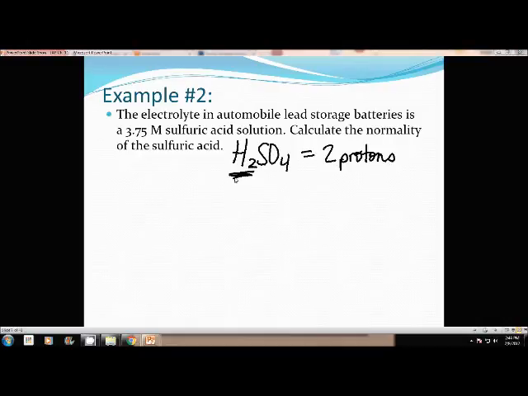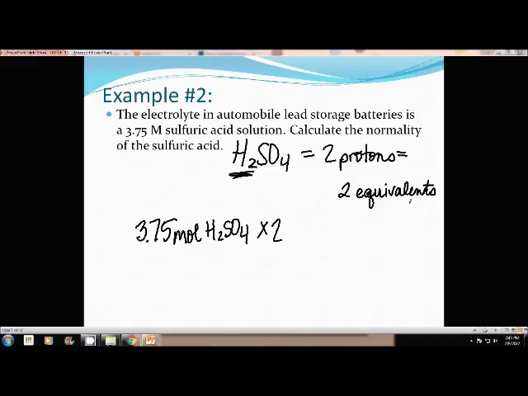Because we have 2 H's right here, right? So 2 protons is equal to the 2 equivalents. So that means that we need to multiply the number of moles by 2. And if molarity is moles in 1 liter, we're going to take the moles that we started with, which is actually 3.75 moles from the H2SO4, and we're going to multiply that by 2 because we have 2 equivalents.